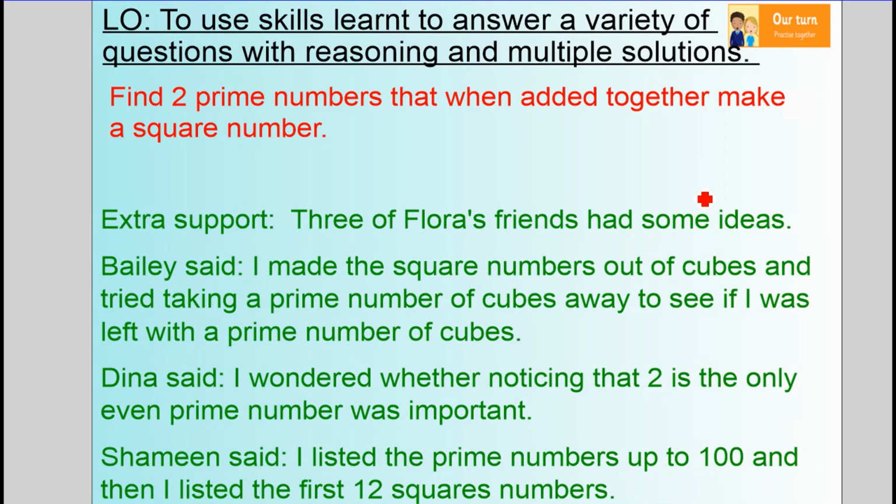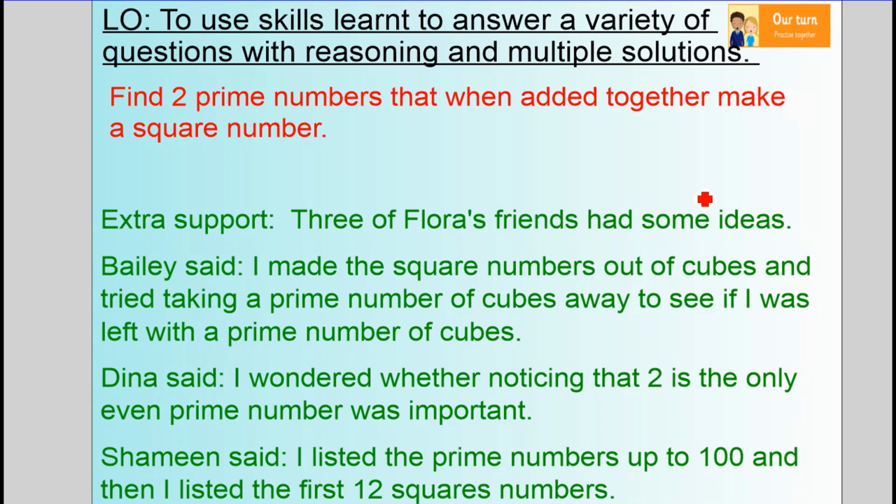Then some support for the finding 2 prime numbers when added together to make a square number. So the extra support here is 3 of Flora's friends have some ideas. Bailey said, I made the square number out of cubes and tried taking a prime number of cubes away to see if I was left with a prime number of cubes. So that was a lot of trial and error. So what they had is they had little cubes. You could equally do it by drawing the square number in a square and then crossing out prime numbers away from it, seeing if you can try and make a prime number left.